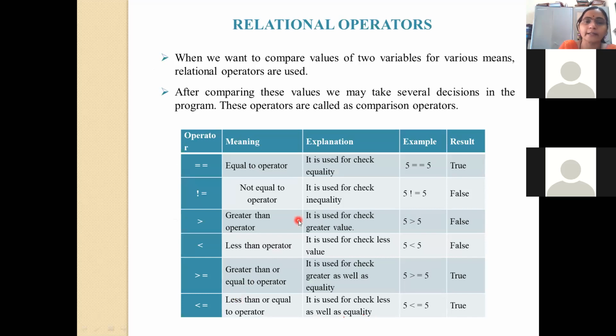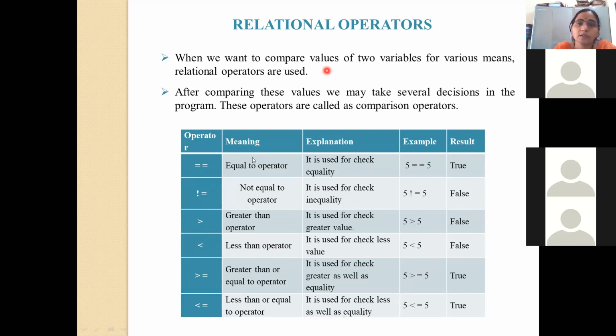Now the second category of operators is the relational operators. All of you know the symbols less than, greater than, less than or equal to, greater than or equal to, and equal to. All these symbols are called relational operators. Now the question is, when do we have to use the relational operators? In most situations, you need to take certain kinds of decisions. Situation means either yes or no. In that case, you have to use the relational operators.